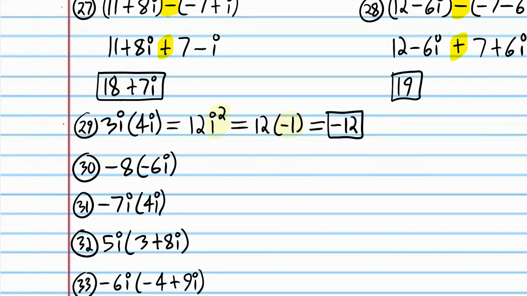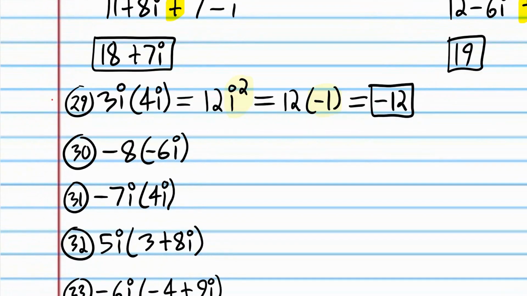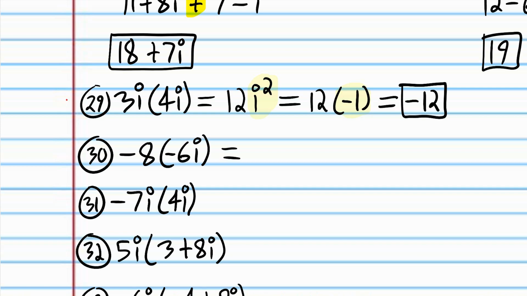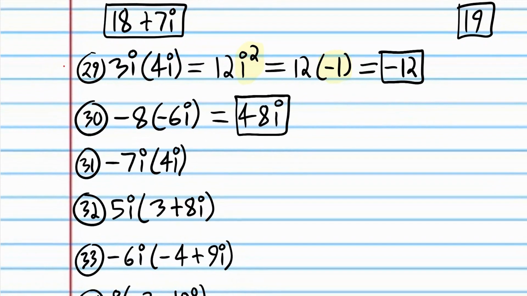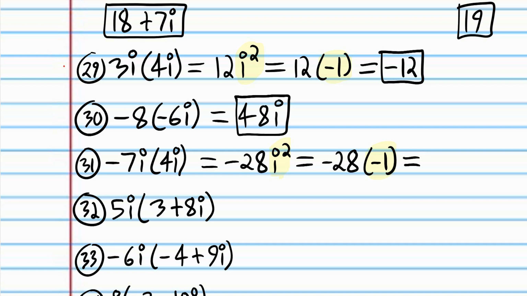So that's how you deal with multiplying imaginary numbers. So negative 8 times negative 6 is positive 48. And the I is not really multiplied into another I, so we're just done at that point. Number 31, negative 7 times 4 is negative 28. I times I is I squared. And we get negative 28. I squared is negative 1. Again, I want you to be absolutely clear that's where that negative 1 comes from. Negative 28 times negative 1 is positive 28. And there you go.